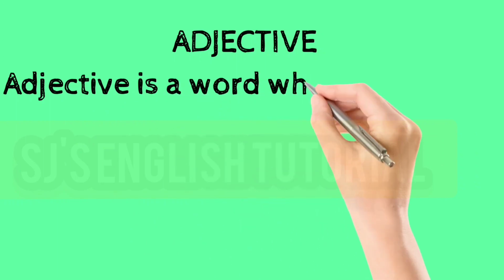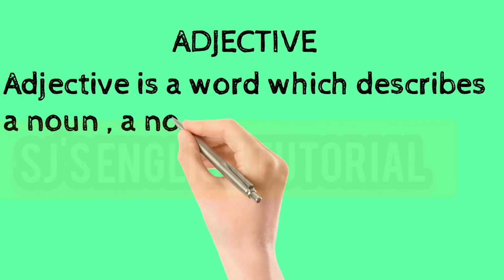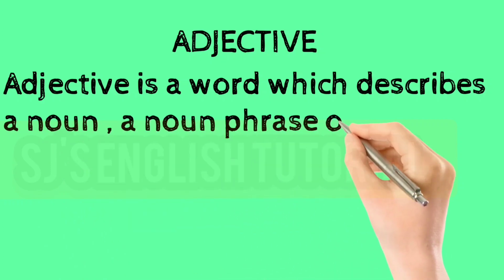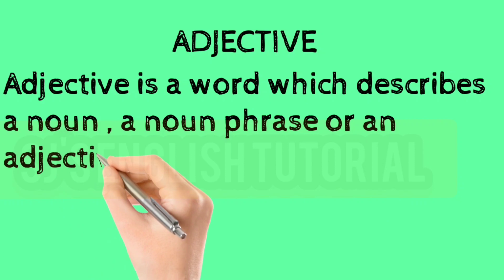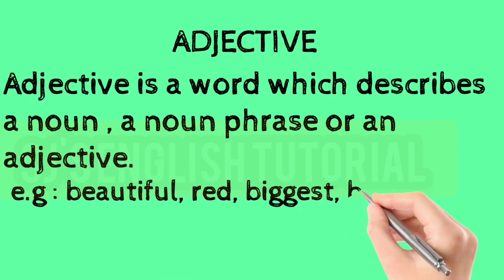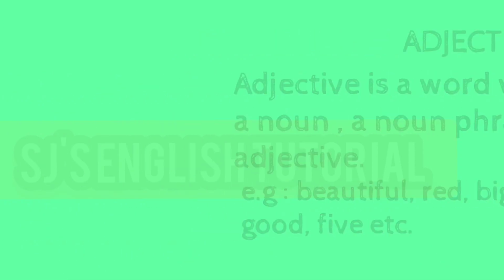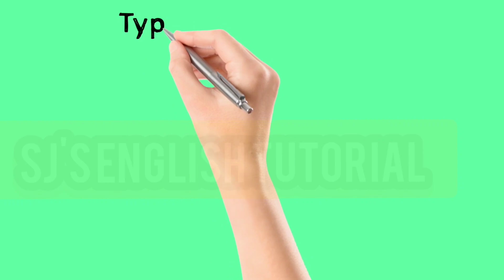Let's explore the definition of adjective and its types. An adjective is a word which describes a noun, noun phrase or an adjective. Beautiful, red, biggest, better, good, 5, etc. are examples of adjectives. There are 8 types of adjectives.